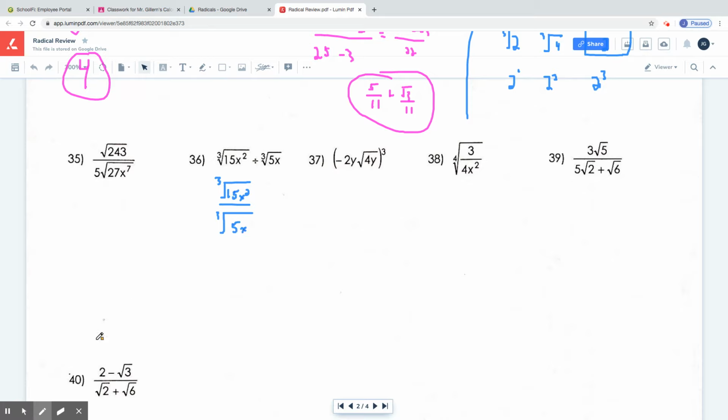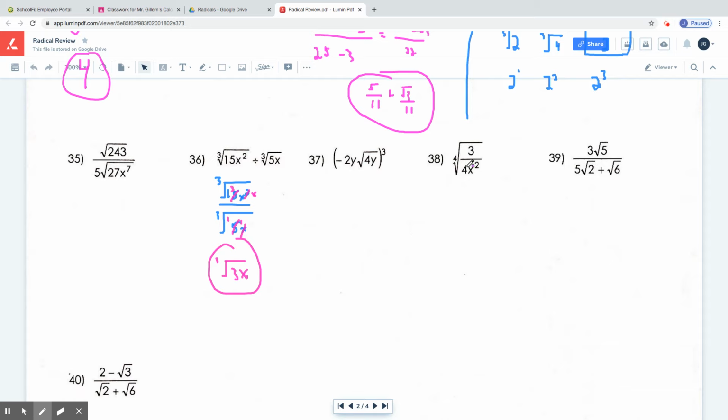So if I change colors here, the 15 becomes a 3. This is a 1, that's a 1, and this is just an x. So all of this cancels out to the cube root of 1, which is just 1. So the answer is just the cube root of 3x. We're done. We don't need to do anything else.